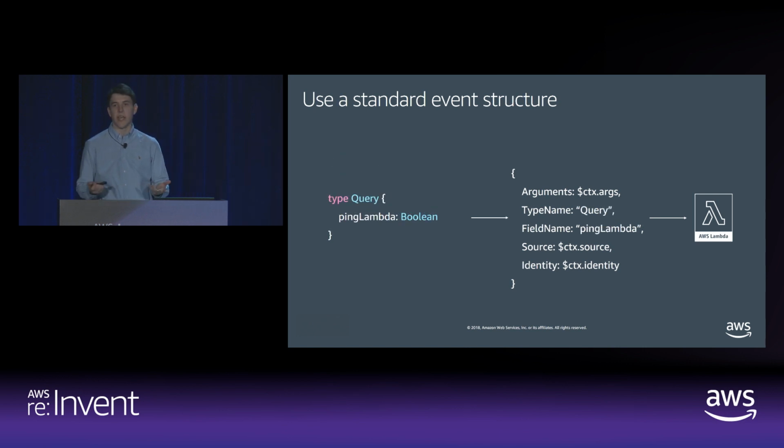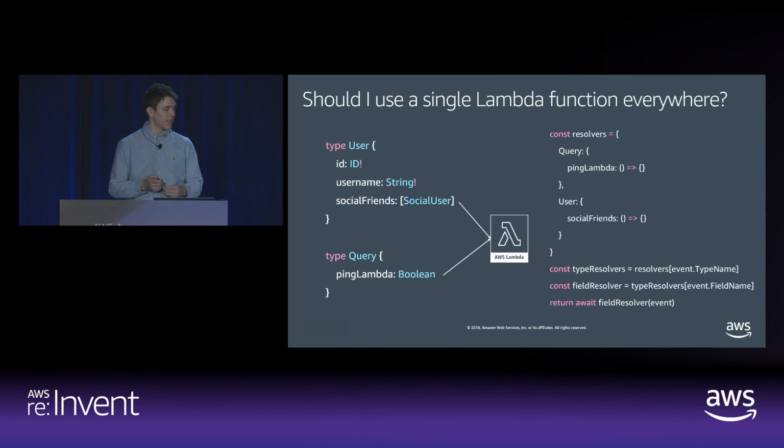And here's doing it again in a query. It's just a different field, nothing changed other than the type and field name. So then the next question is always, do I use one Lambda or two? And there's no right answer, but here's an example of both.